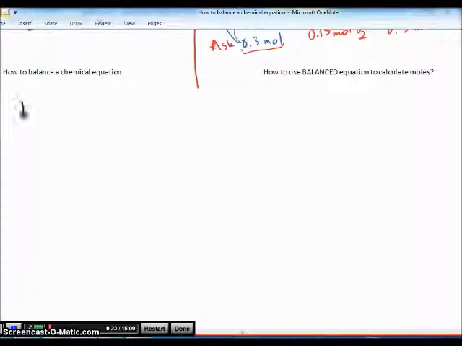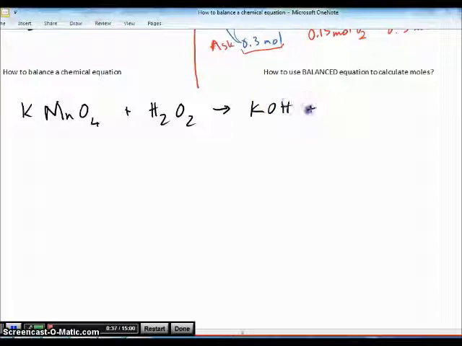For example, you can have potassium permanganate reacting with hydrogen peroxide, forming potassium hydroxide plus MnO2 plus oxygen gas. Wow, that looks complicated. How am I going to balance this equation so that I can use it for my chemical calculation? There are steps that you can follow to do this actually.